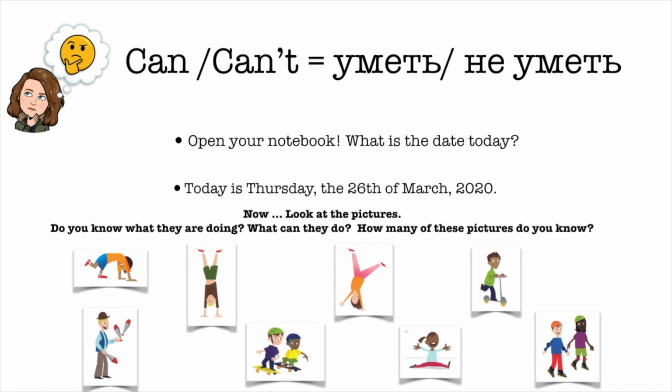Everybody, I hope that you have your notebook open. Please open your notebook and write down today's date. What is the date today? Today is Thursday, the 26th of March, 2020. Now, look at these pictures. Do you know what these children are doing? What can they do? How many of these pictures do you know? I'm going to give you a minute or two to think about it. Okay, let's go on and see what you know.